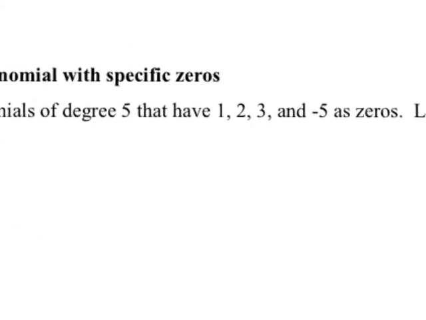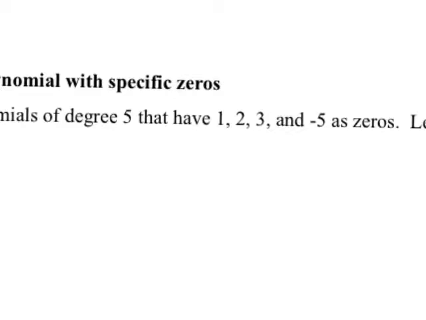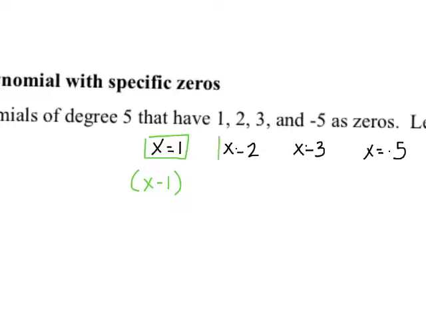So what do I mean? I'm telling you what the solutions are. 1 is a solution, 2 is a solution, 3 is a solution, and -5 is a solution. So x equals 1 is a solution. x equals 2 is a solution. x equals 3 is a solution. And x equals -5 is a solution. If I take a look at x equals 1 as a solution, it came from a factor of x minus 1. This came from a factor x minus 2, x minus 3, and x plus 5.